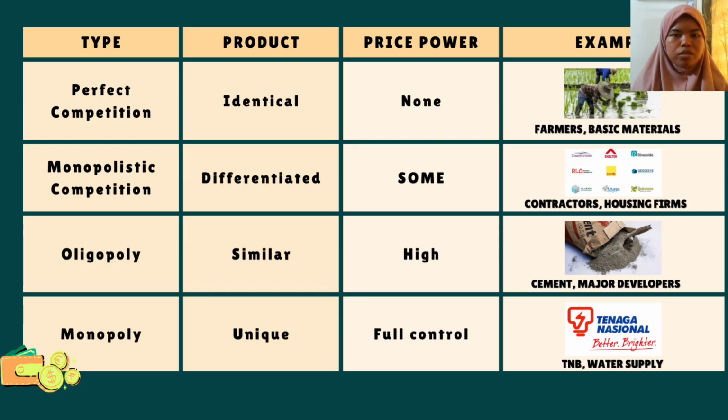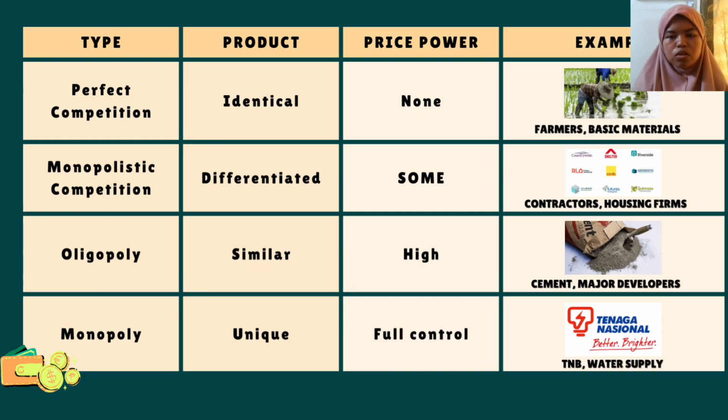So for this part, I will explain the main types of market structure. First, we have perfect competition, where firms sell identical products and have no control over price. For example, farmers or suppliers of basic material compete purely based on market price. Next is monopolistic competition. Here, products are differentiated, meaning a firm offers something slightly unique. They have some price control, like contractors or housing firms that vary in design, quality, or service.